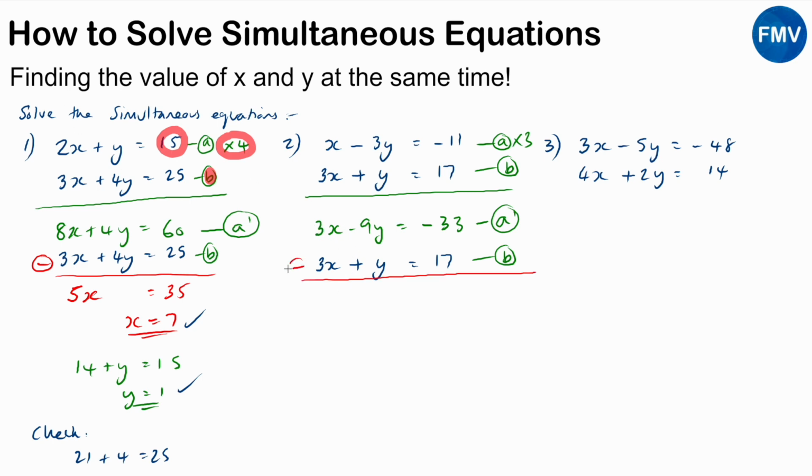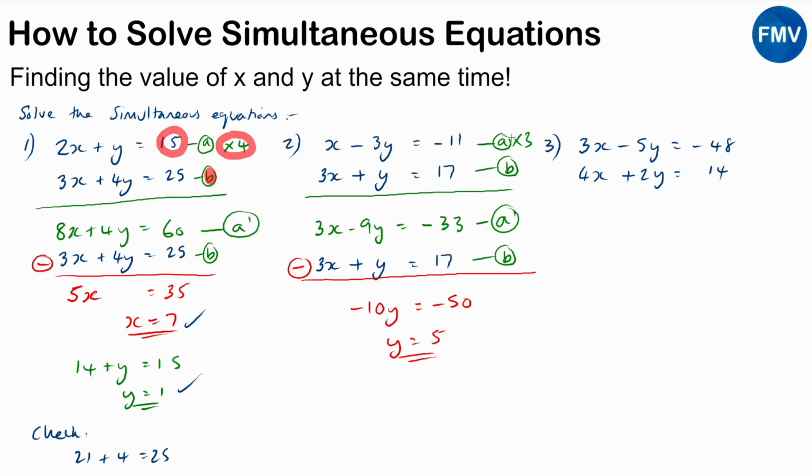So I'm going to subtract here because 3 minus 3 is 0. Minus 9 minus 1y is minus 10y. Minus 33 minus 17 is minus 50. Divide both by minus 10. Y is equal to 5. There's the first part done.